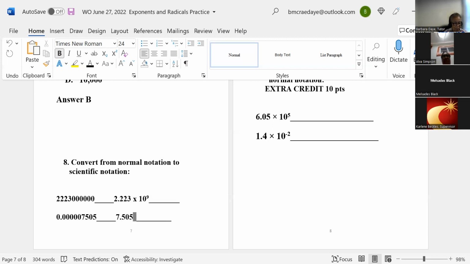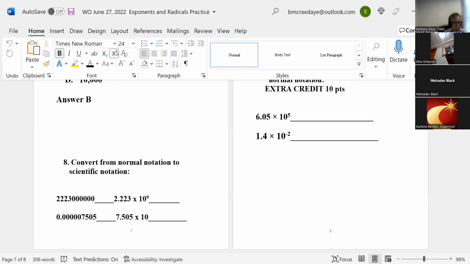You'd put it after the 7: 7.505, with the decimal point here and I moved it here, between the 7 and the 5. Always times the base 10. How many places did I move it, Alba? 1, 2, 3, 4, 5, 6 places. Now, since I moved it to the right, it would be a negative. What would be the power?